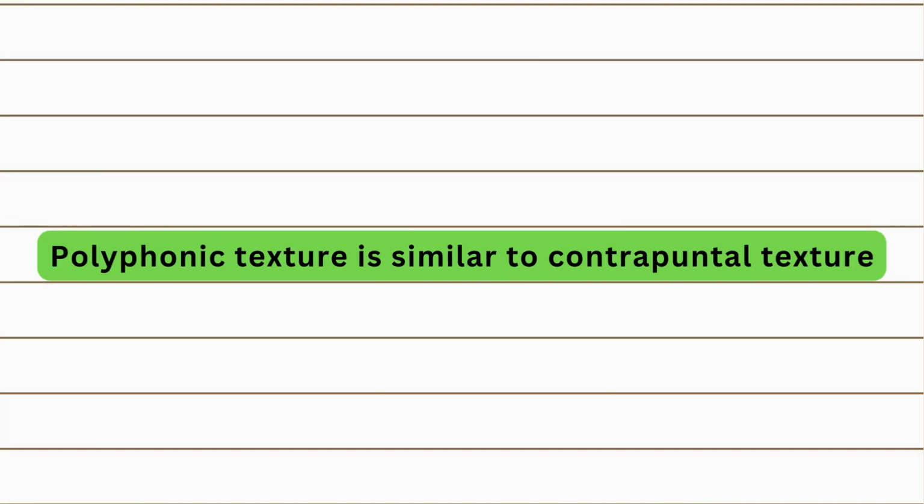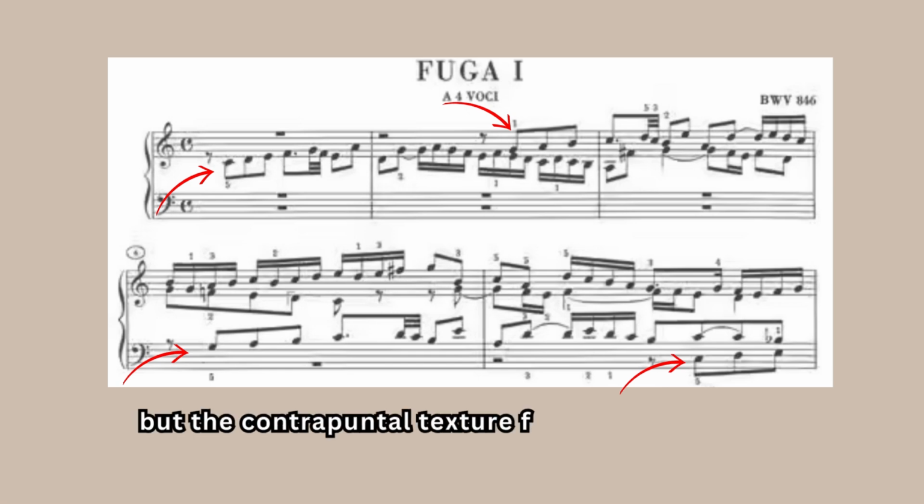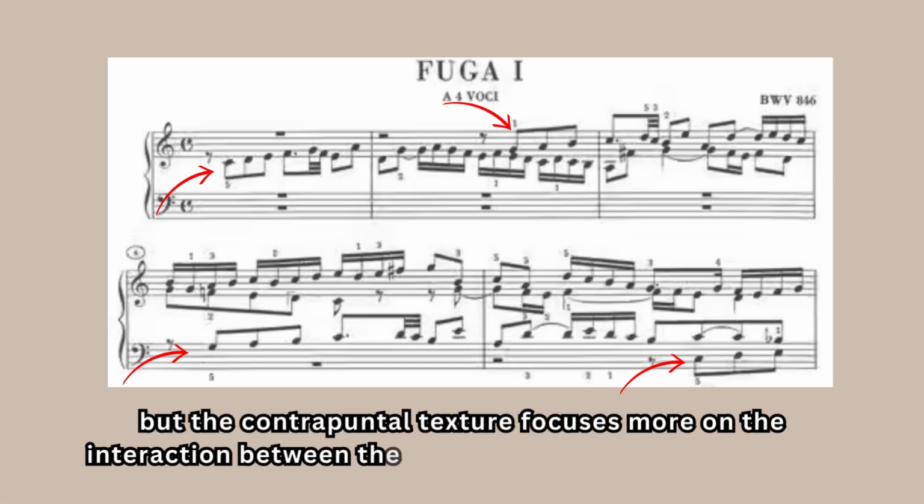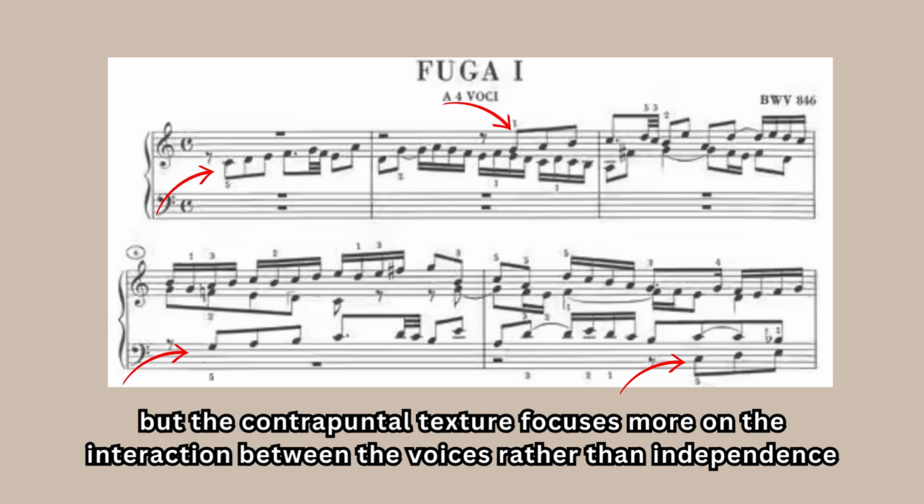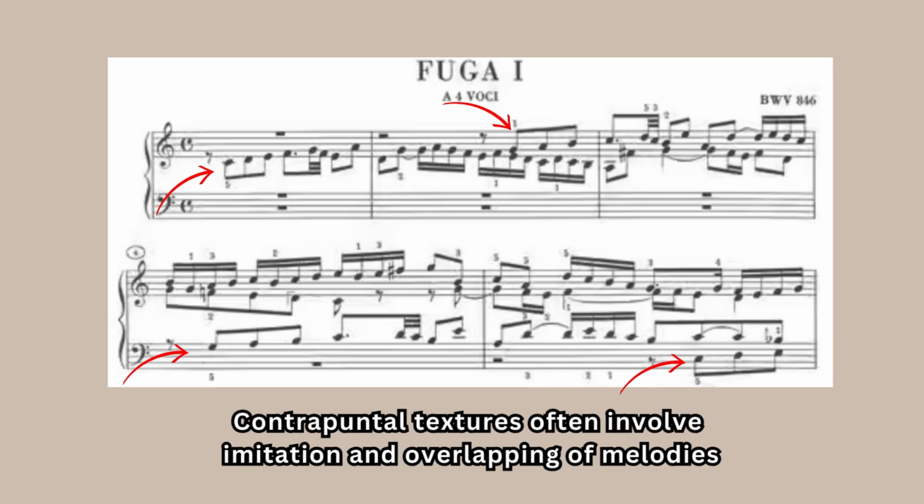Polyphonic texture is similar to contrapuntal texture, but the contrapuntal texture focuses more on the interaction between the voices rather than independence. Contrapuntal textures often involve imitation and overlapping of melodies.